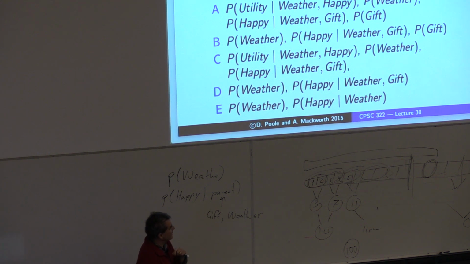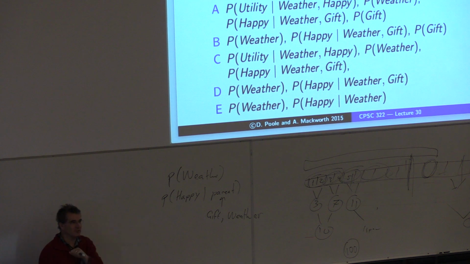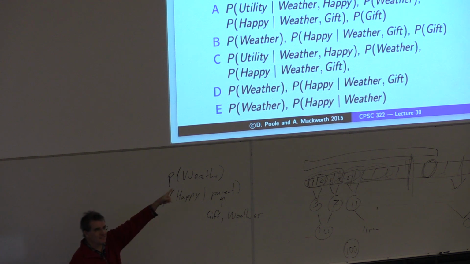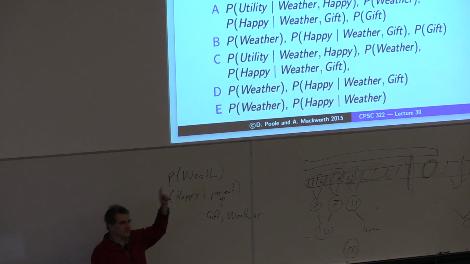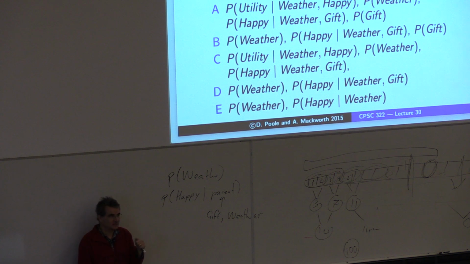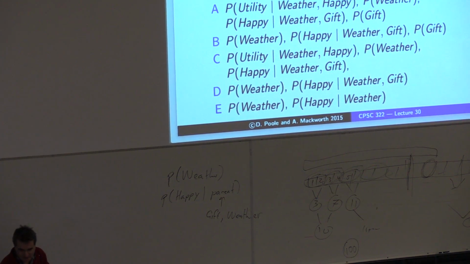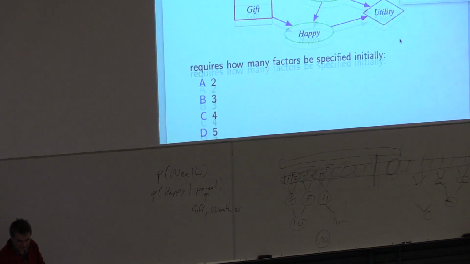There's no probability of gift. Gift is not something I get to choose the value for, or rather, it's not something that has a probability associated with it. Think about it: nature gets to choose these other things with probability, but I get to choose gift. So it turns out the answer here is D. There's no probability of utility. There's just a utility function of weather and happy. Okay, any questions about that?